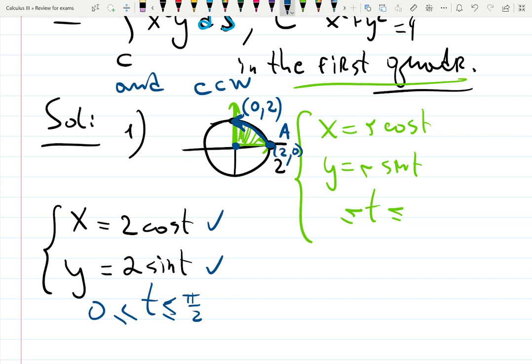Yeah, okay, good. And this is 0, 0. This one is t equals 0. That's what I wanted to say. T equals 0, and this one is t equals pi over 2. So it's like a third dimension we added up as a parametrization. What if it was clockwise?